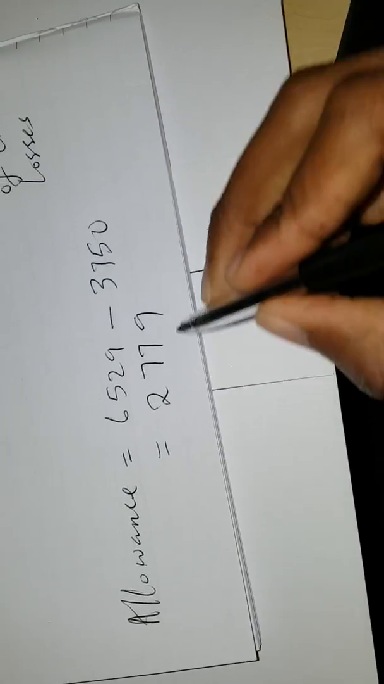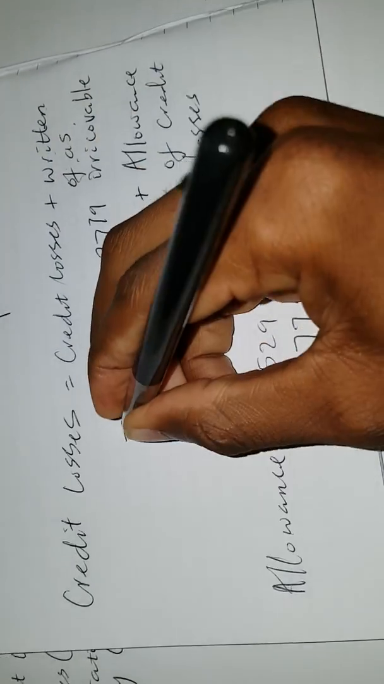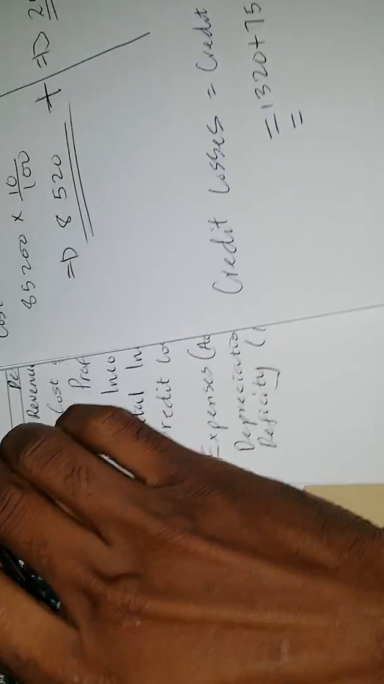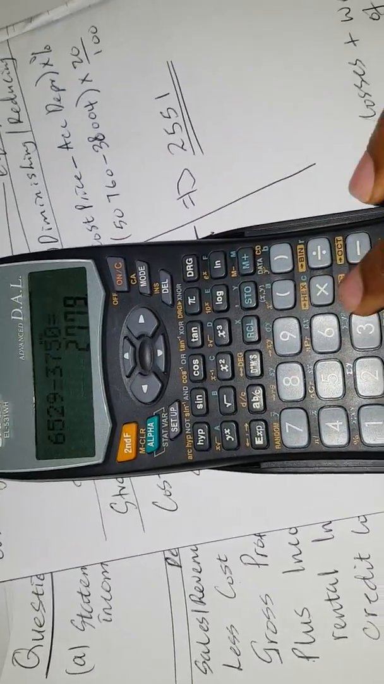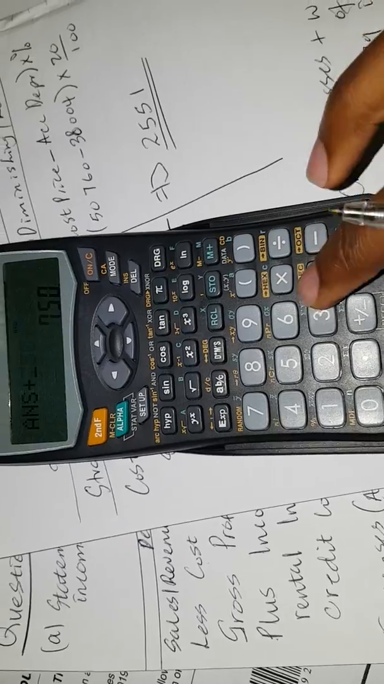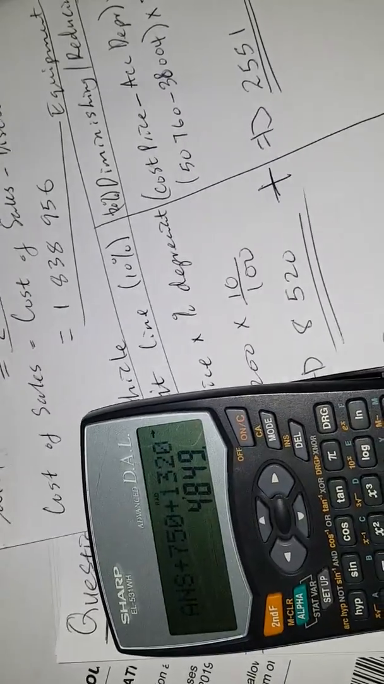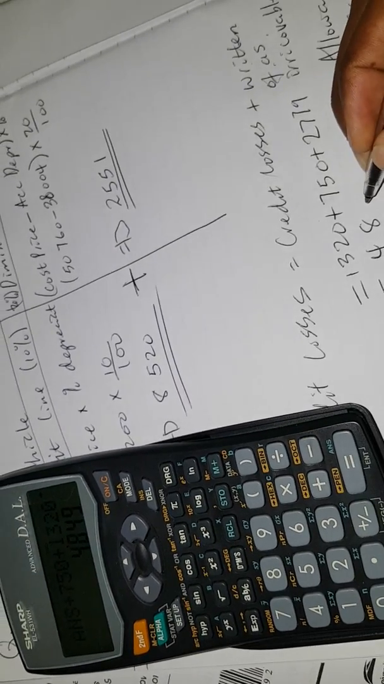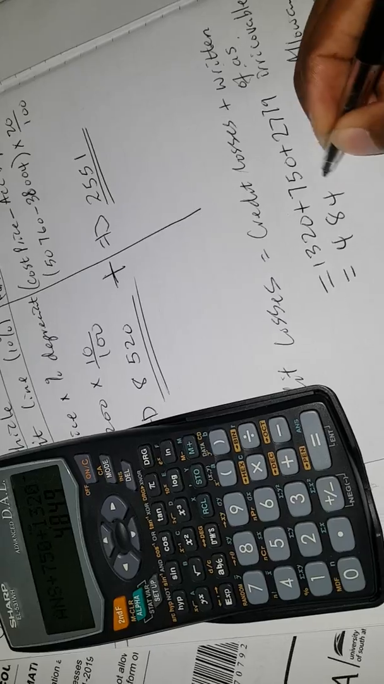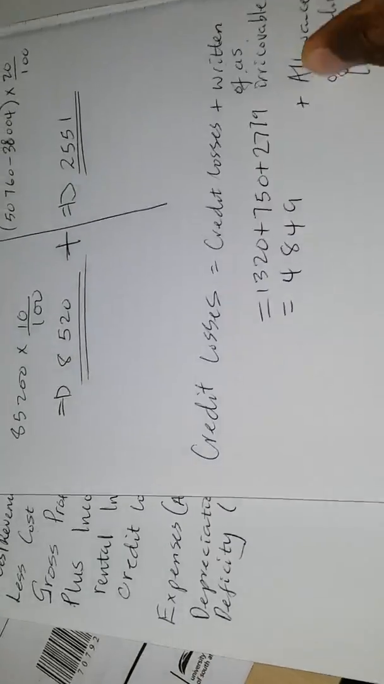And allowance, how much did you get? 2,779. And then in total, how much will you get? Okay, so let's add here. Plus 750 plus 1,320. So we're gonna get 4,849. This is what we're going to get for our credit losses.